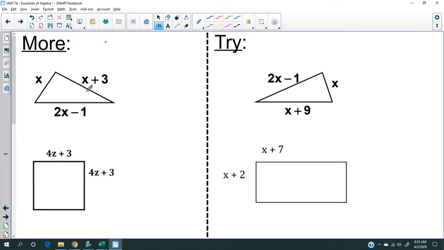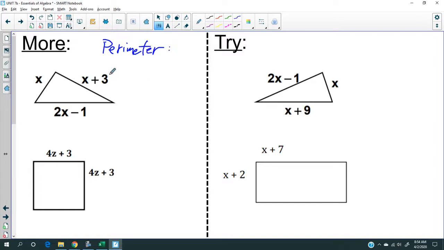Okay, all right, so here we have a triangle with 3 sides, right? And all 3 sides are different. How do you know all 3 sides are different? The way we write them are different, right? That's x plus 3, that's 2x minus 1. So here's my question. What's the perimeter of this triangle?